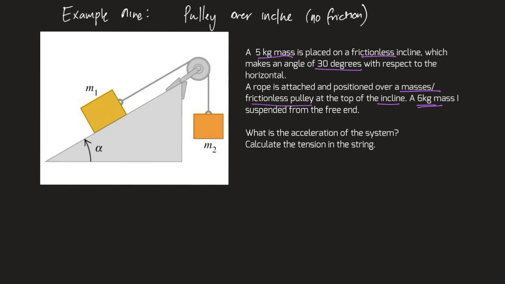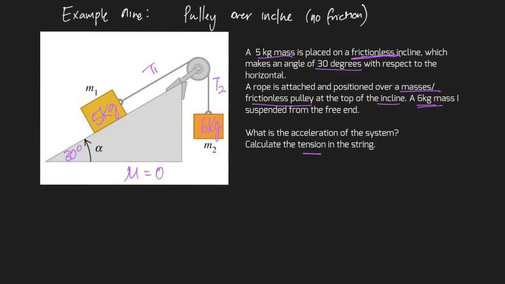So I would suggest you write down the question and draw up this pulley system. I've got your mass 1 at 5 kilograms and mass 2 at 6 kilograms. They also want the tension, so I'm going to say that's T1 and T2. And they've given me an angle of 30 degrees to the horizontal. And my mu value is 0 because it says the incline is frictionless.